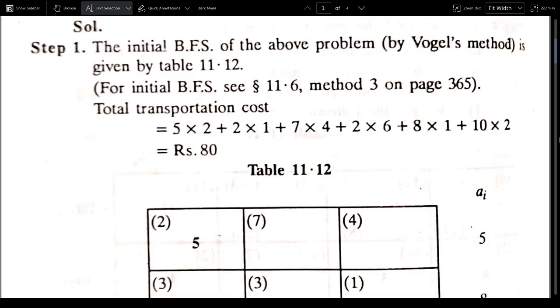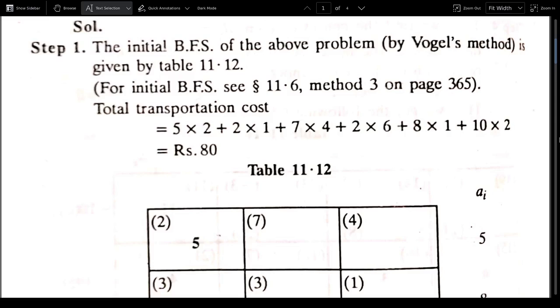So here first we shall use Vogel's approximation method, right? Why do we use Vogel's approximation method? Actually, Vogel's approximation method gives us the optimal solution, nearer to the optimal solution. For this reason, we apply Vogel's approximation method.